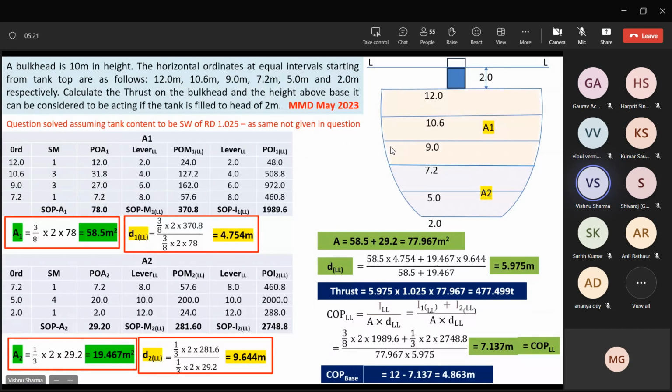Any doubts pertaining to this question, beta? Because if we talk hypothetically, it will unnecessarily create confusion. As far as horizontal ordinates are concerned, do you face any problem, beta? Tell me that first. No, sir. No problems? Good.